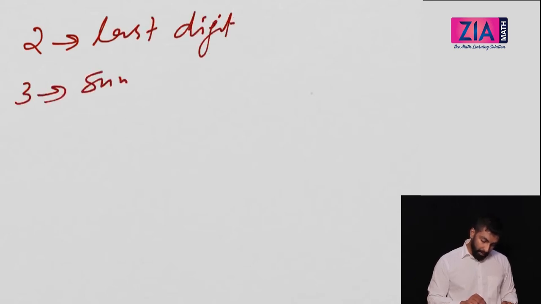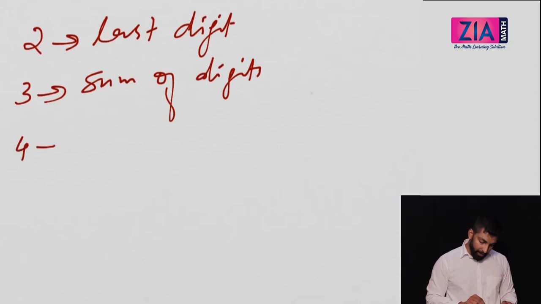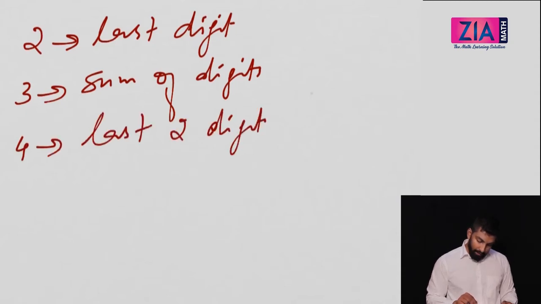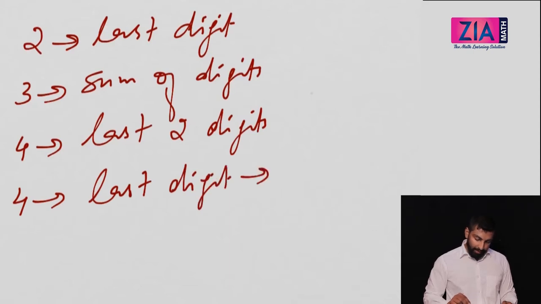So what is the divisibility of 2? Let's go for a quick recap. Divisibility of 2, last digit. Divisibility of 3, sum of digits. Divisibility of 4, last two digits. Divisibility of 5, last digit. Okay, last digit must be 0 or 5.